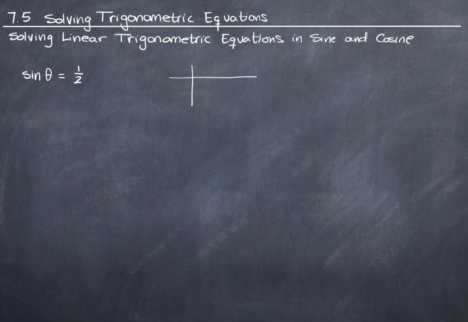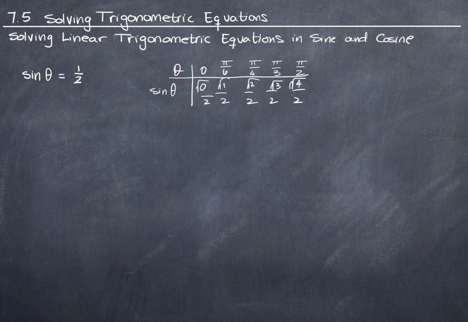My table, and I keep this in my head, looks something like this. I'll start with 0, pi over 6, pi over 4, pi over 3, pi over 2, and then I have the sine of theta: 0, 1, 2, 3, and 4, take its square root, divide it by 2. Right, now I don't need to do that every time.